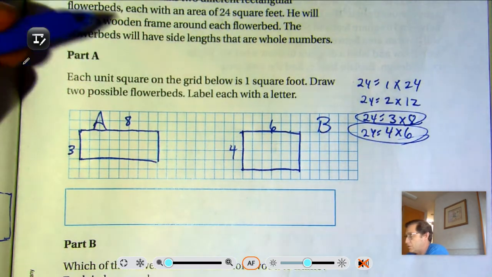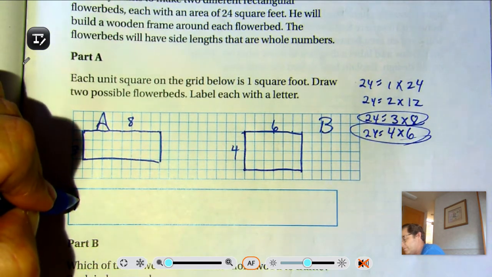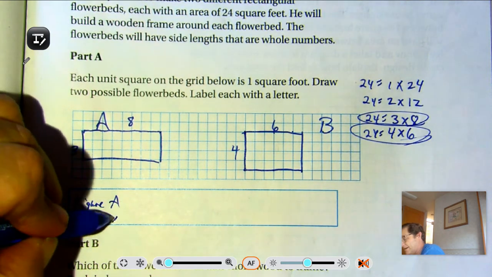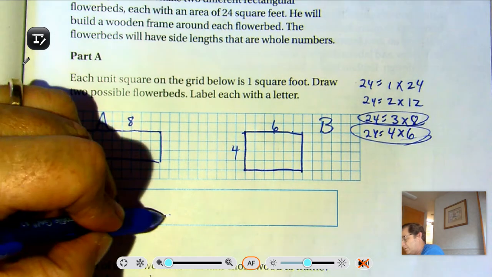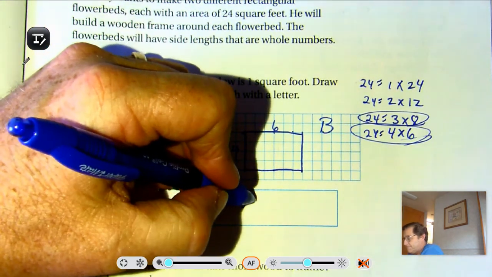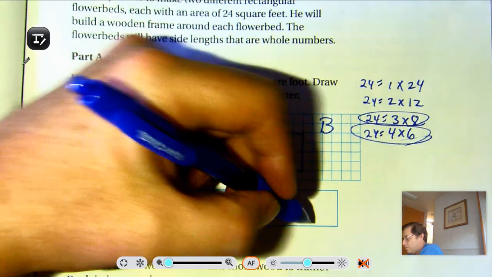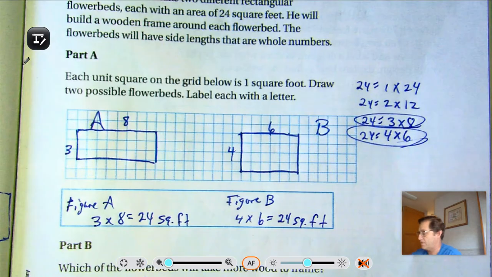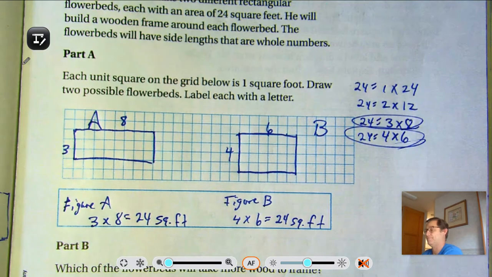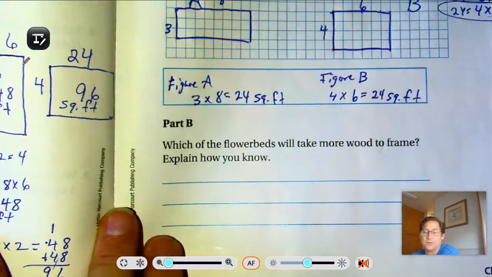Label each with a letter. So figure A, 3 times 8 is 24 square feet. Figure B, 4 times 6 equals 24 square feet. Which of the flower beds will take more wood to frame? So in other words, which one has the greater perimeter?